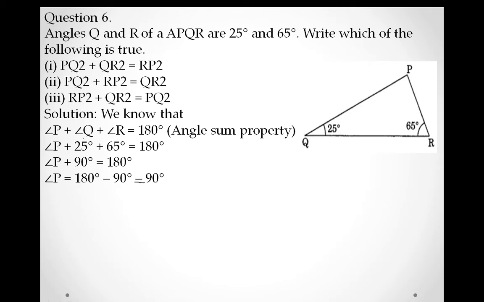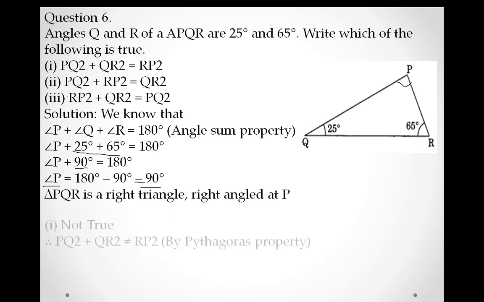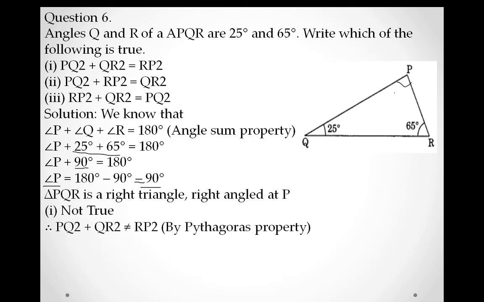So angle Q is 25, angle R is 65. On addition, 25 plus 65, we get 90 degrees. So plus 90 becomes minus 90. So angle P is 90 degrees. So it is a right angle triangle, right-angled at P. So we can say that if angle P is 90 degrees, then QR is the hypotenuse.